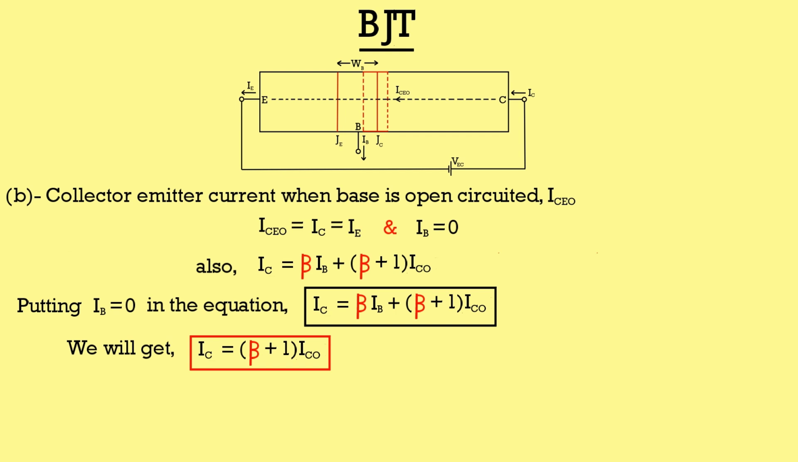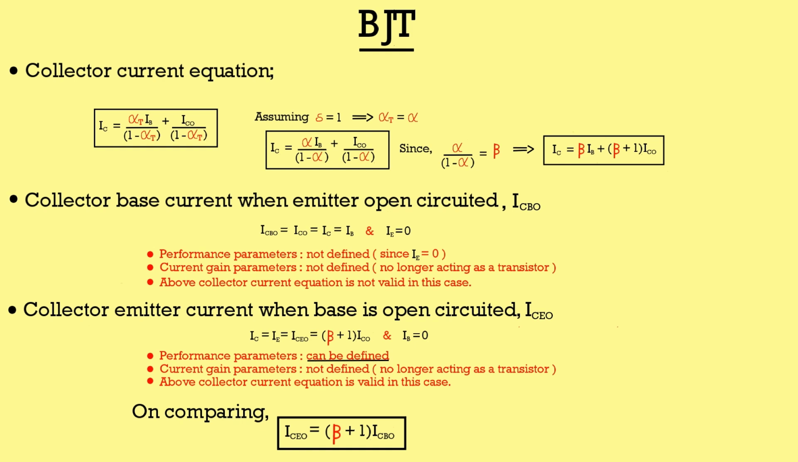Now if you think clearly, you may realize that it is actually the case when the base is open circuited. In this case, we only have collector and emitter current, and both are equal to each other. Therefore, collector current is equal to emitter current, which is equal to ICEO, which is further equal to common emitter current gain plus 1 into reverse saturation current. So, we have these important equations. You should learn them, and the meaning of the suffixes CBO and CEO should also be clear to you.